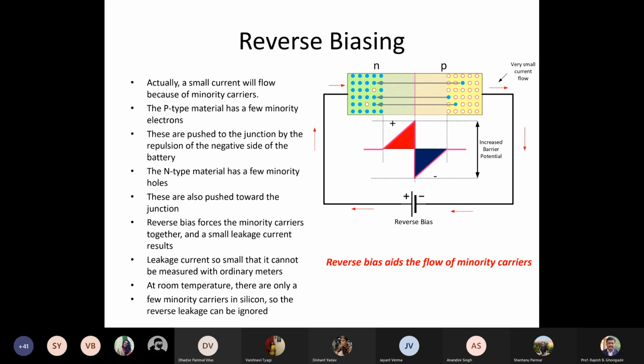One is that reverse bias will aid the flow of minority carriers, and second is that these minority carriers are thermally generated. So the reverse current, whatever its value, will definitely be influenced by the ambient temperature. Fix this firmly in your mind. Alright?